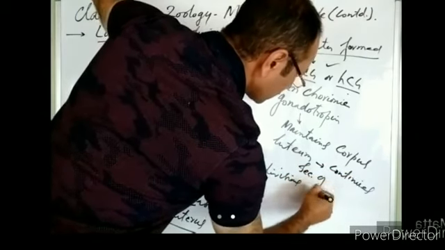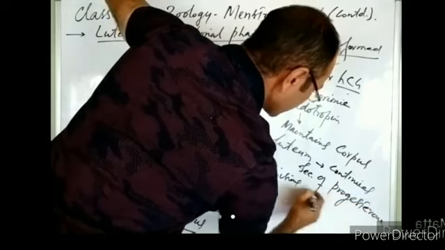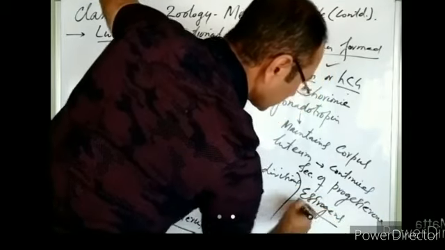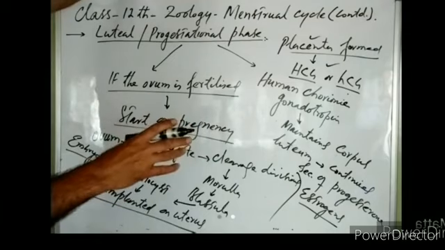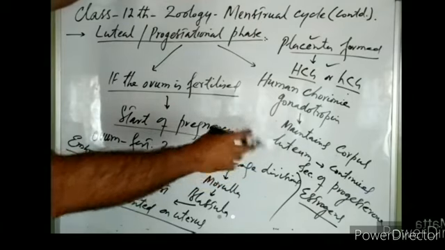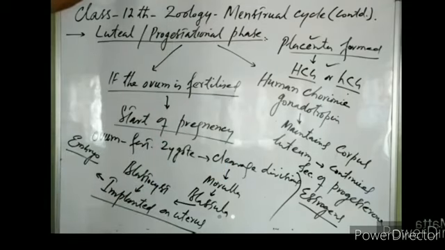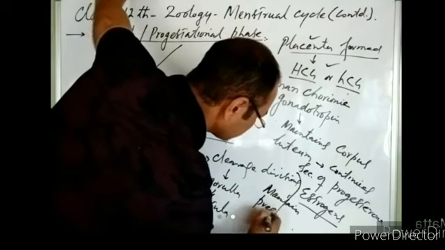the secretion of progesterone and estrogen. These progesterone and estrogens maintain the uterine endometrium. They don't allow the uterine endometrium to suffer breakdown, right? So they maintain the uterine endometrium, and by that, placenta formation continues and the pregnancy is carried on. They will maintain the pregnancy.